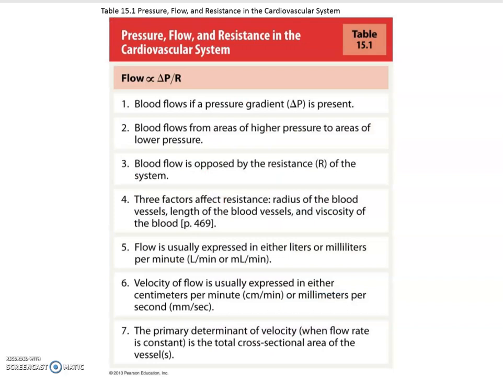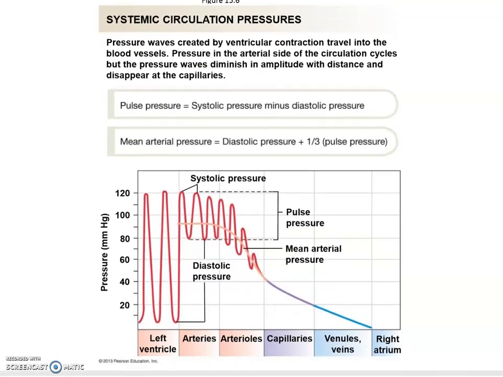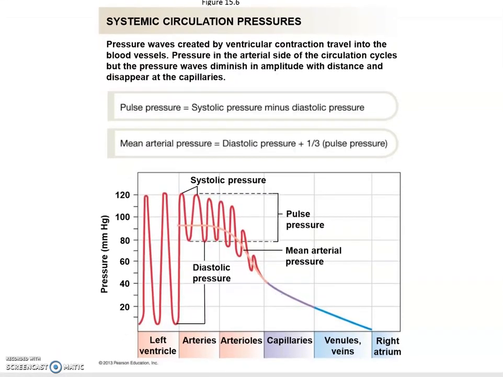Now let's take a look at the relationship between pressure, flow, and resistance. If you have listened to the recordings on the lab about the blood pressure lab for this week, then you already know about this formula, that the flow is proportional to the change in pressure over the resistance. And you can take a look at these parameters right here, but I think we should just move on and take a look at how this works.